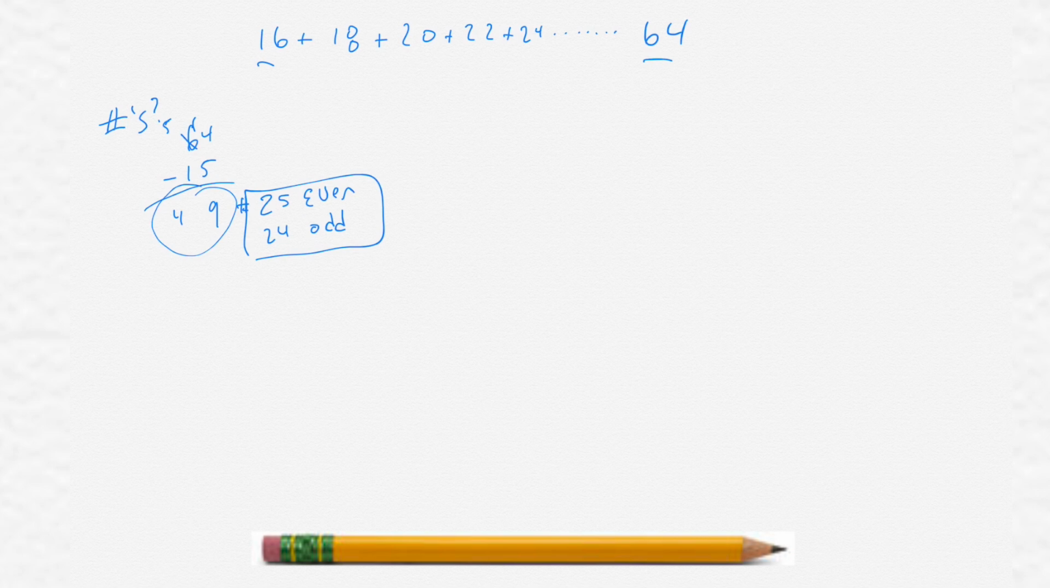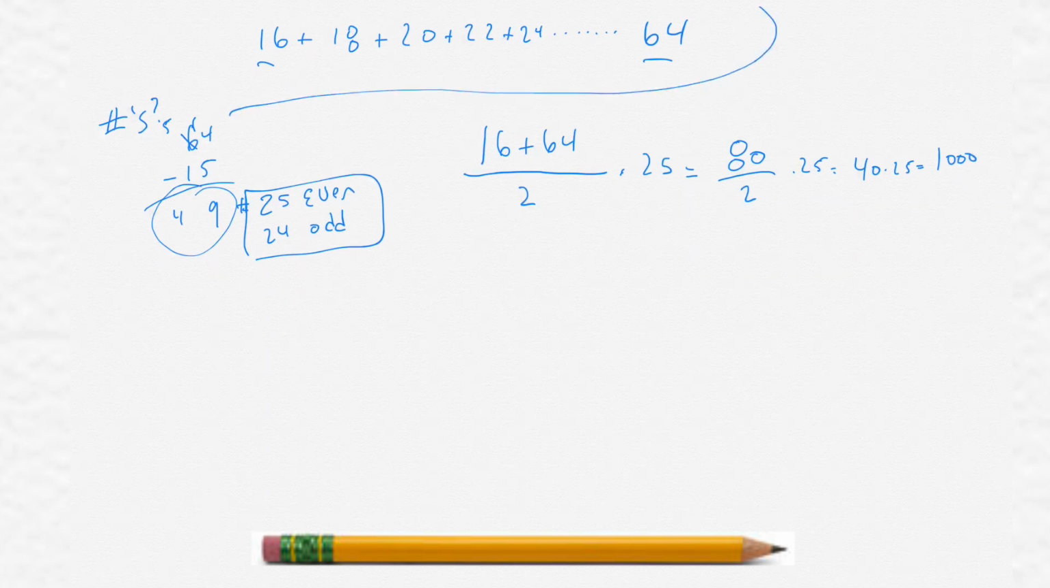But because the first and the last number is even, there's going to be more even numbers between 16 and 64. So there are 25 even numbers between and among 16 and 64. Do the same formula. We go 16 plus 64, that's the first number and last number, divided by 2, times the number of numbers, which is 25. So we have 80 divided by 2 times 25. That's like 40 times 25. 40 times 25 is 1,000. So the sum of that sequence is 1,000.